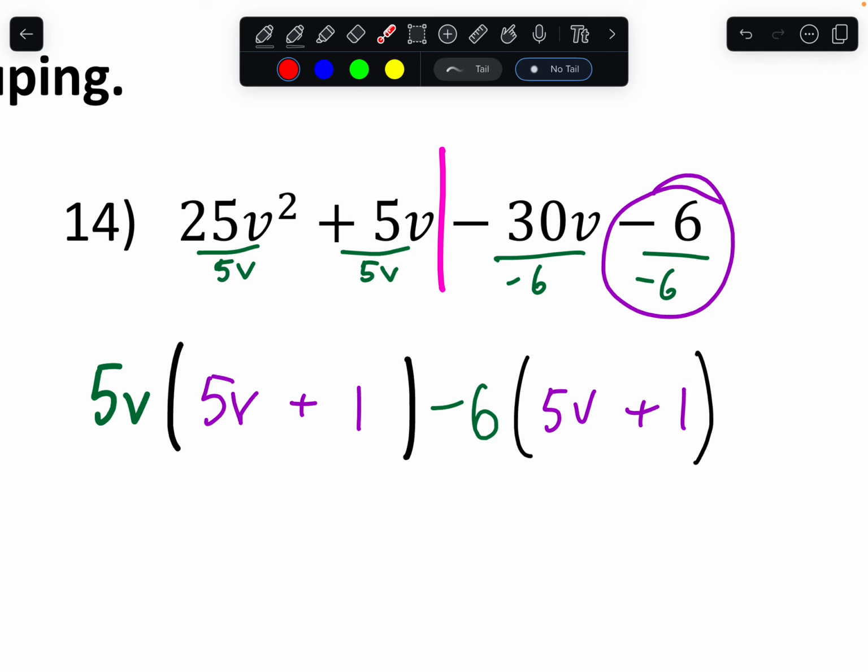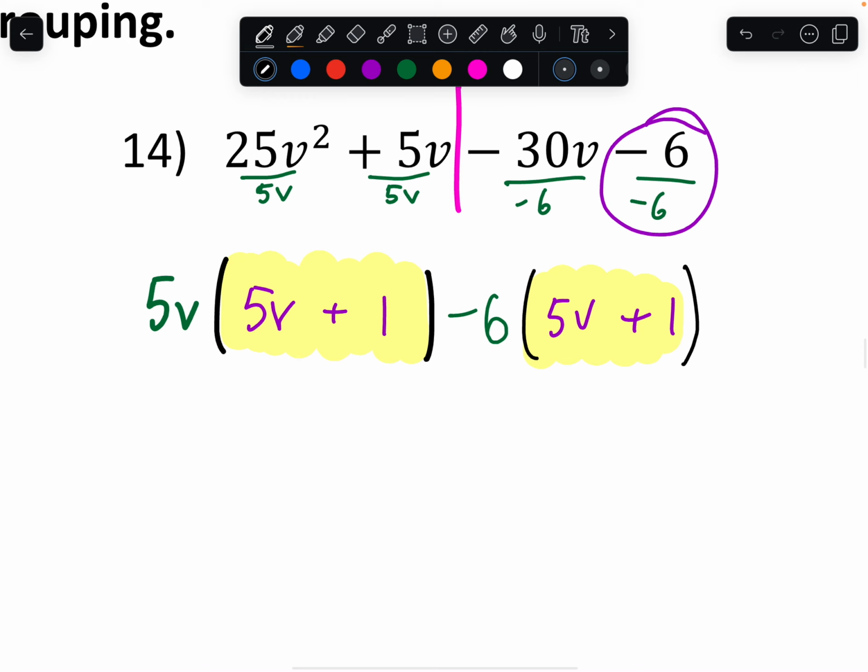So again, something you're going to check when you're doing factoring by grouping is that these two sets of parentheses should always be the same. So if those two things are not exactly the same, if it's just the sign that's off, like if this one says 5v plus 1, this one says 5v minus 1, something's going wrong, you've got to stop. So don't try to move forward.